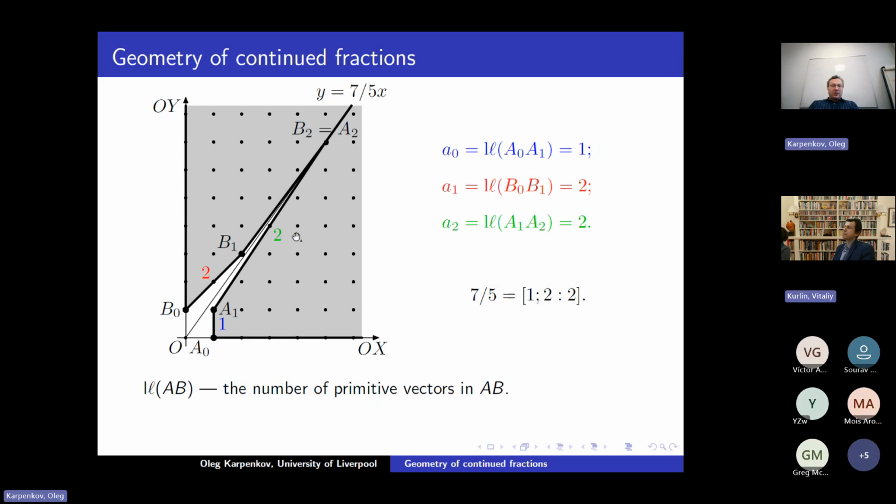Okay? Now, as you see, we have this 7/5. We have already studied before that the continued fraction for it is 1, 2, and 2, that is 1 plus 1/(2 plus 1/2). And it turns out that these numbers, probably I should put colors here: the first one is the blue one, the second 2 is the red one, and the last 2 is the green one.